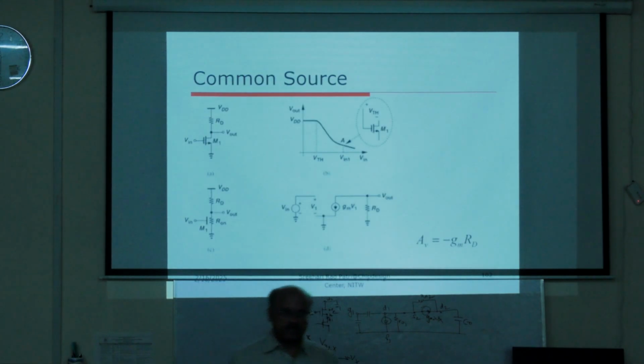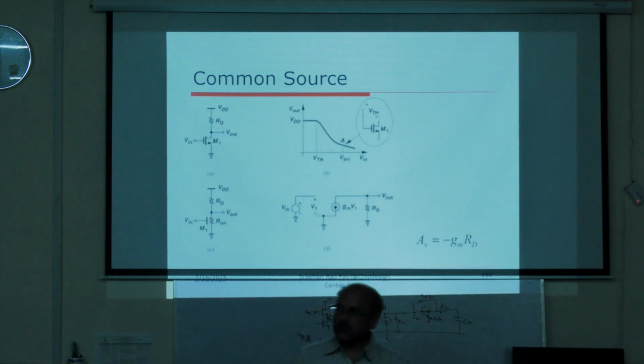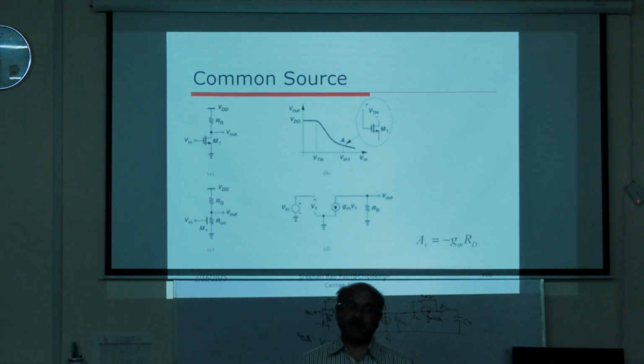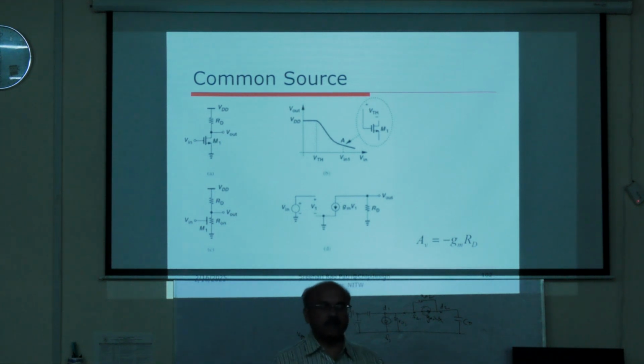Let's recapitulate. What is the specification given to you? Gain bandwidth product is given to you, which is GM1 by C. C is assumed, so gain bandwidth product is GM1 by C, therefore you calculate GM1. Once you have done that, what is the gain here? Gain is also a specification given to you.